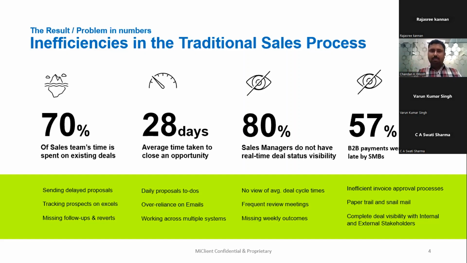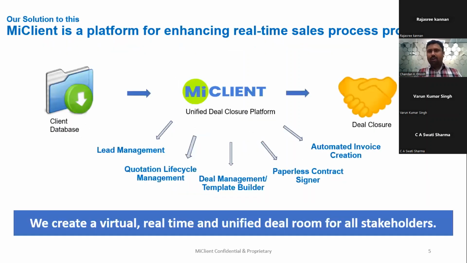So all these were big problems and big challenges that we identified and tried to solve using MiCLIENT. What we actually did, we understood that the client database is important. We can't disturb it. That's an important thing where we start from. But we wanted to automate the entire process in between till the time you close the deal. So all those processes that we saw in our previous slides, we tried to manage inside one solution, inside MiCLIENT, so that the final outcome is closing your deal.